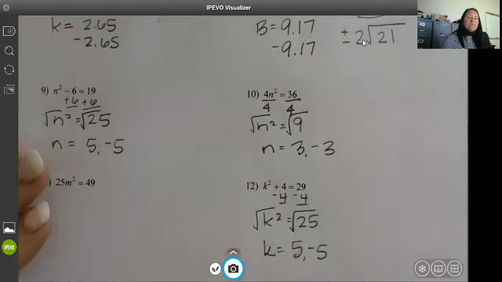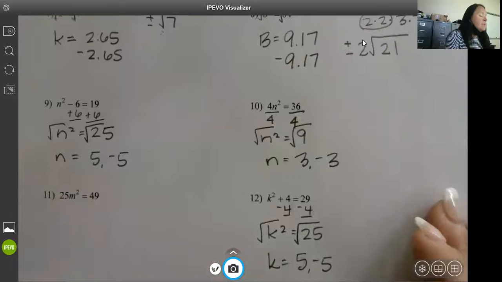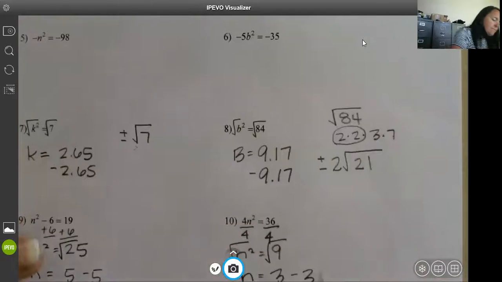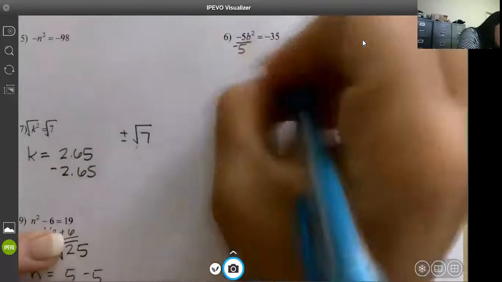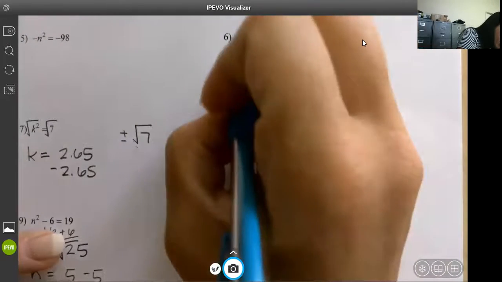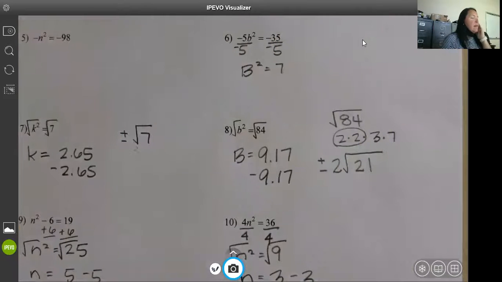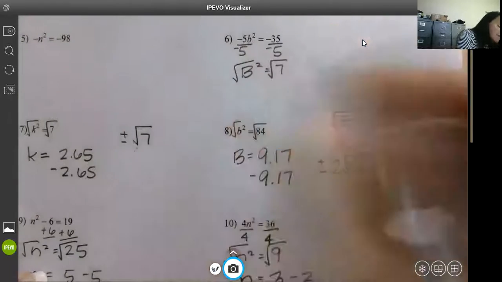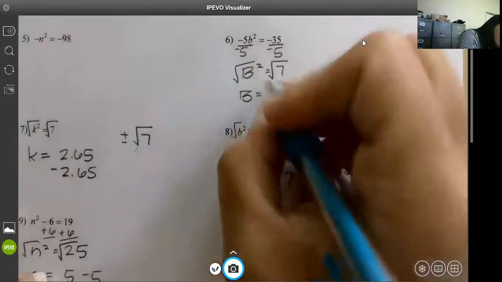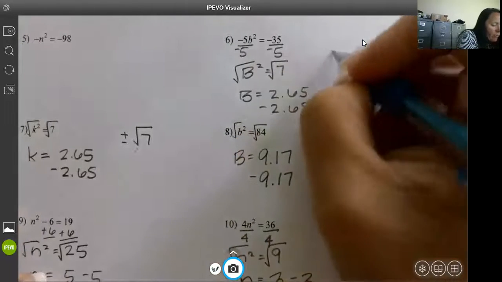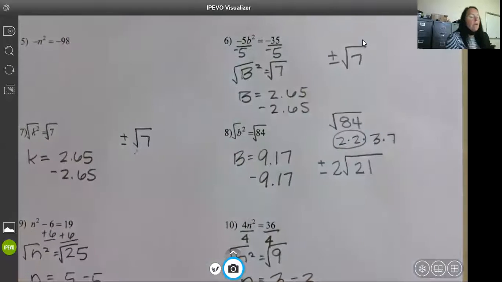All right, we're going to jump up to number 6. 11 will be the last one I do. I'll come back to it. Jump up to number 6. How do we get that b squared by itself? Divide by negative 5. Watch your signs. I get b squared equals a positive 7. We've actually already solved a problem like this. It's number 7. We take the square root. 7 will not break down. Your decimal is 2.65 or negative 2.65. If we write it as a square root, the 7 will not break down, so you can leave it like that.